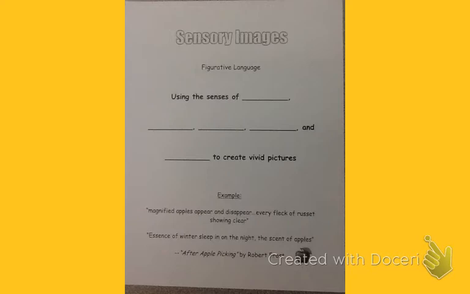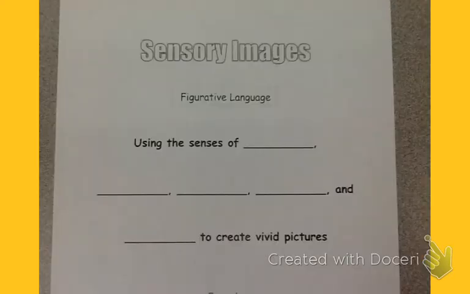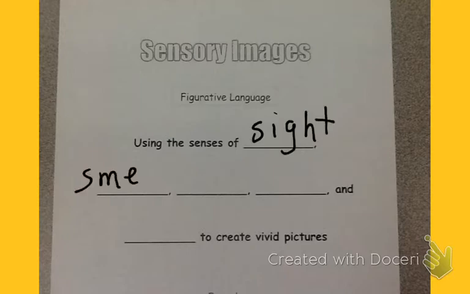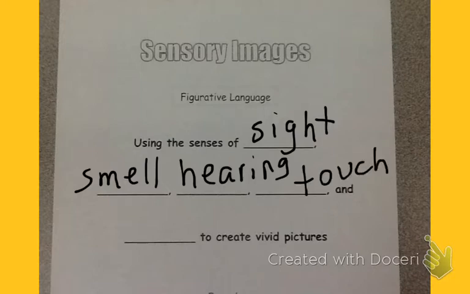Sensory images. Using the senses of sight, smell, hearing, touch, and taste to create vivid pictures in your mind. As you read the poem, if they're using words that describe how something looks, how something smells, how something sounds, how something feels, or how something tastes, they're using sensory images, using your 5 senses to create a picture inside your mind.